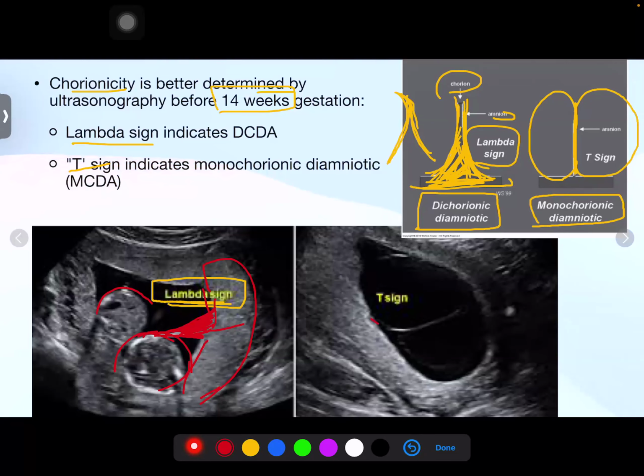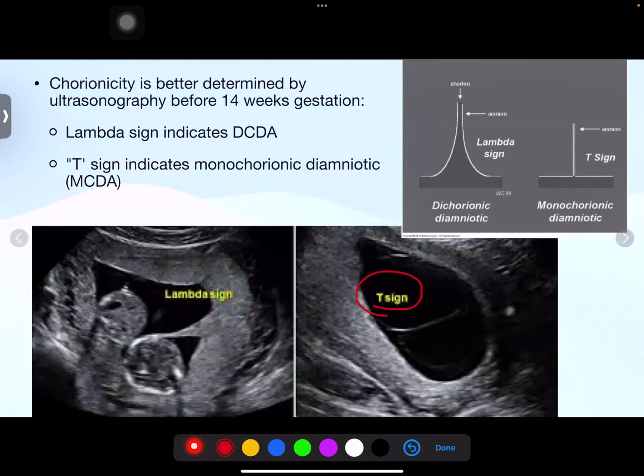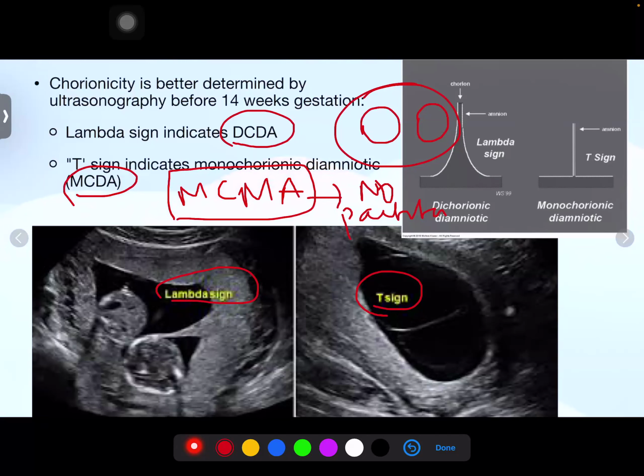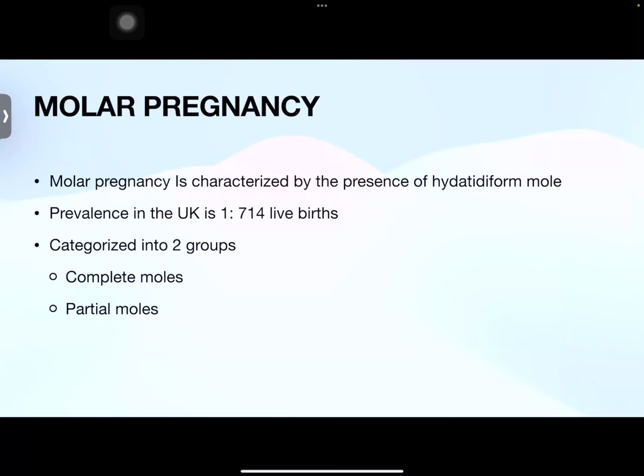And if you see this diagram, this is the T sign. This is a very, very thin line between two cavities. So T sign shows monochorionic diamniotic. Lambda sign shows dichorionic diamniotic. Monochorionic monoamniotic, what would it have? It would have no partition because both twins lie in the same cavity. So no partition for monochorionic monoamniotic twins. This is a very important slide.